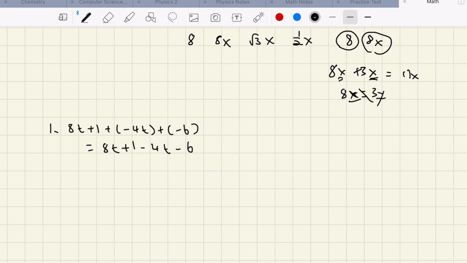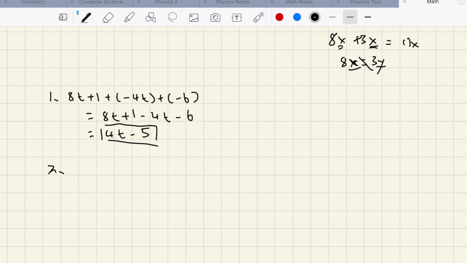Now you see 8t and 4t have the same variable, so that means we can combine them. And 1 and 6 we can obviously combine because they're just constants. So 8t minus 4t is 4t, and 1 minus 6 is negative 5. So we get 4t minus 5. Now you get the gist of it. Let's try another one: negative 5j plus negative 2j plus 3. Since they both have j as the variable, we can combine the coefficients, and a positive and a negative will equal a negative. So negative 5j minus 2j is going to be negative 7j plus 3.